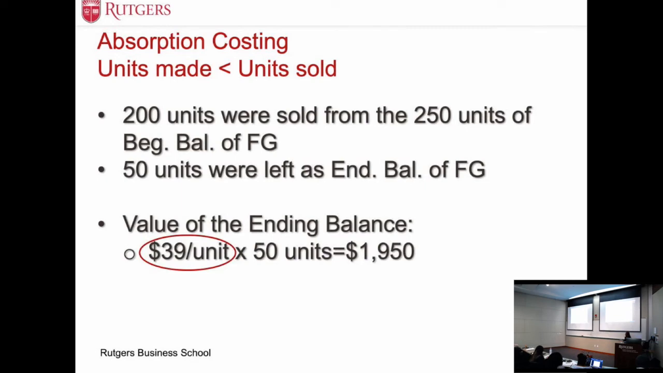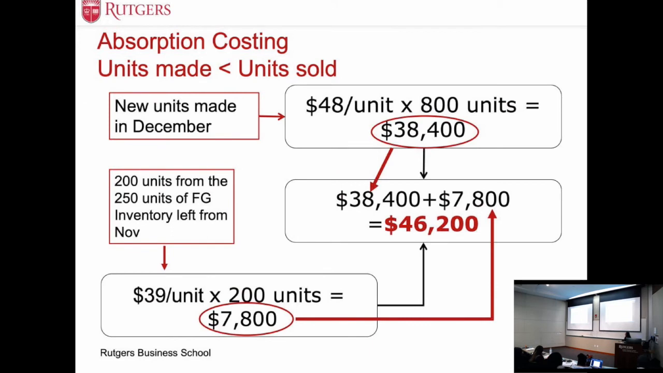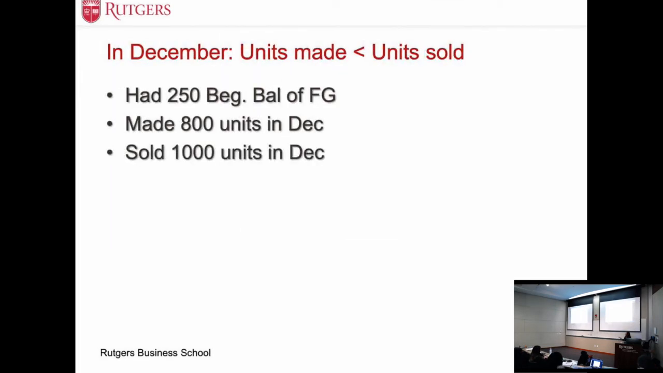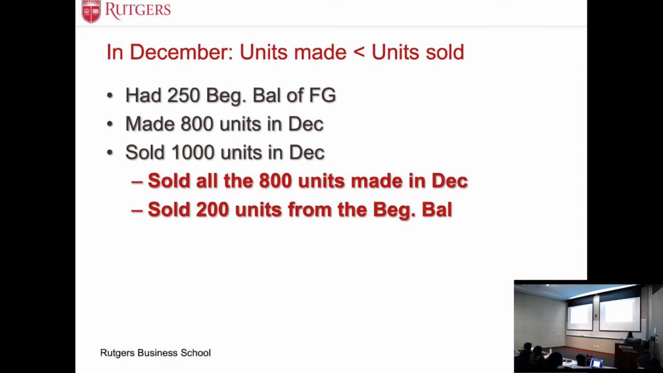Now, can you tell us what's the ending balance for December in terms of units? Let me give you this slide. We had 250 as the beginning balance, and we made 800, so 1,000. So what's the ending balance? 50. And if we follow this FIFO rule, where do the 50 units come from? From November or December?